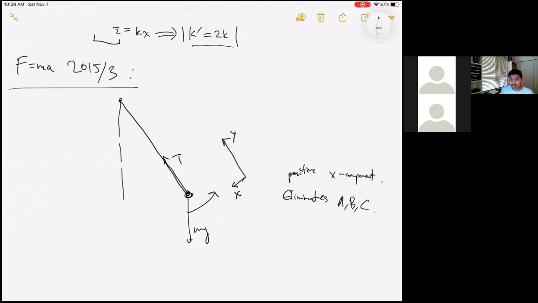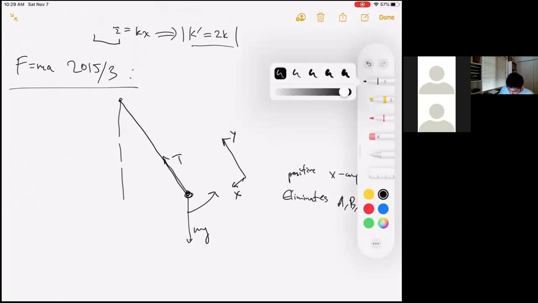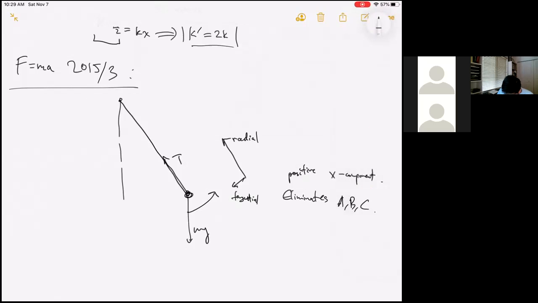The idea is that the net force is in the same direction as the acceleration due to Newton's second law. This eliminates A, B, and C, and we're left with D and E. So the question now becomes, is the y force positive or negative? And in fact, perhaps a better notation would be to call these radial and tangential, which is the standard notion for these directions.